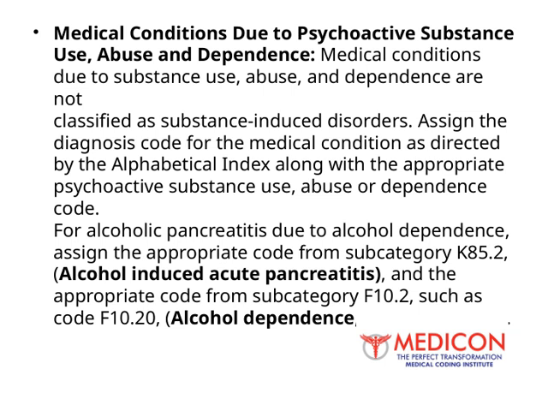For example, if someone develops alcoholic pancreatitis due to alcohol dependence, you would assign the code from subcategory K85.2, which stands for alcohol-induced acute pancreatitis. Alongside that, you also assign the code from subcategory F10.2, which pertains to alcohol dependence. Specifically, in uncomplicated cases, you would use code F10.20. The key point here is that the medical condition and the substance dependence are coded separately but linked, ensuring a comprehensive understanding of the patient's health status. This approach helps in accurately capturing the clinical picture and guiding appropriate treatment.